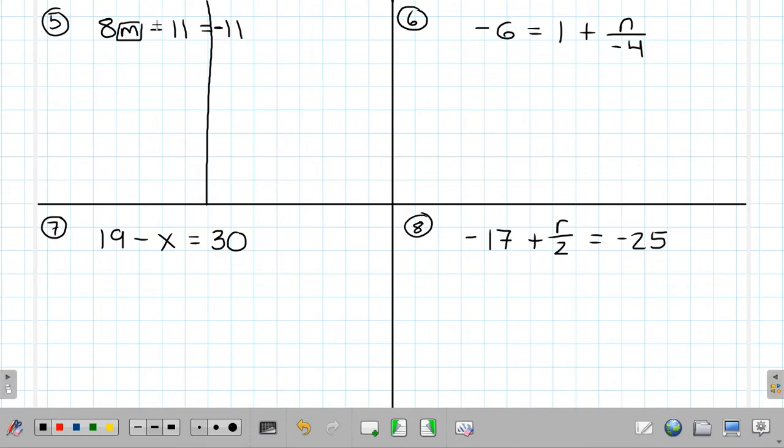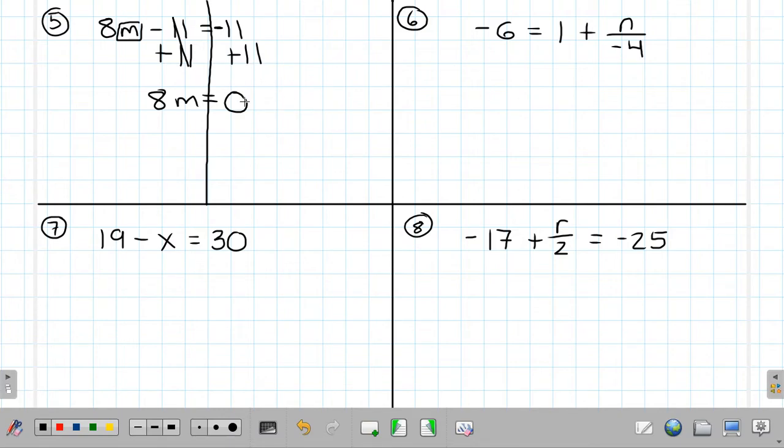Okay, so same kind of thing. What are we doing to m? Well, we're multiplying times 8, then subtracting 11. That means my first step needs to be add 11. And that gets rid of those, so we have 8m is equal to, and this is where it gets a little tricky, negative 11 plus 11. Technically, we could say those cancel out, but what does that mean? Well, that means those cancel out to be 0, okay?